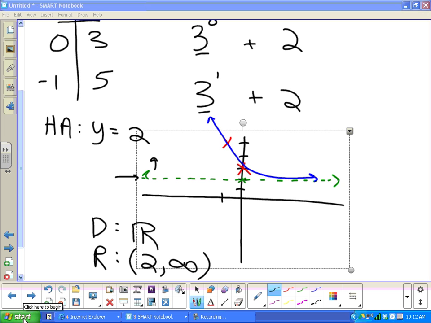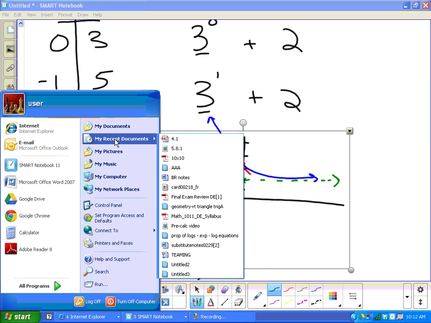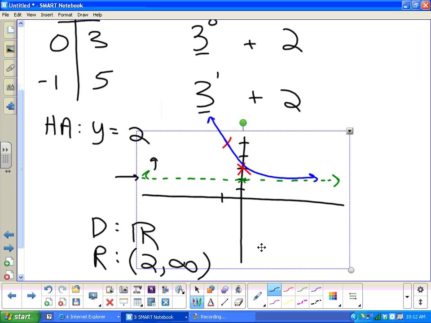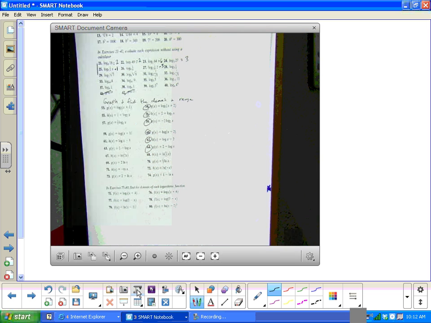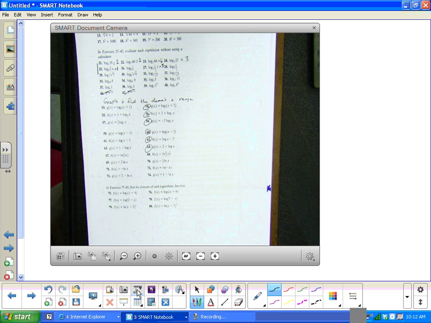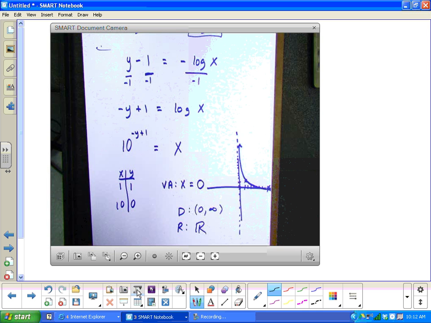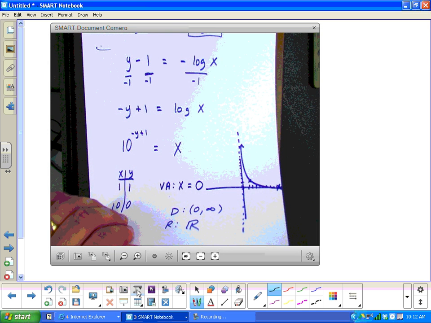Now, let's do this. You'll do this with me here. Pull it up. Switch to my docket. Right. Now, look on the side where it says graphing log functions here.